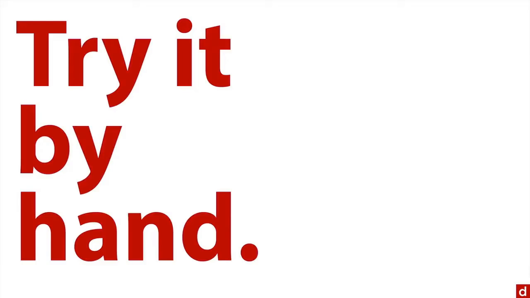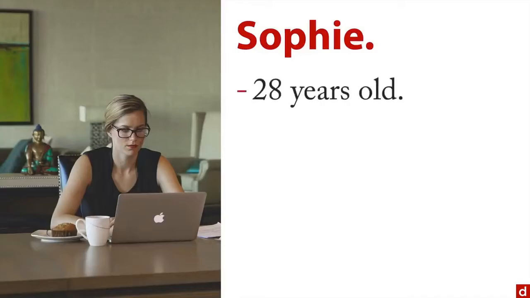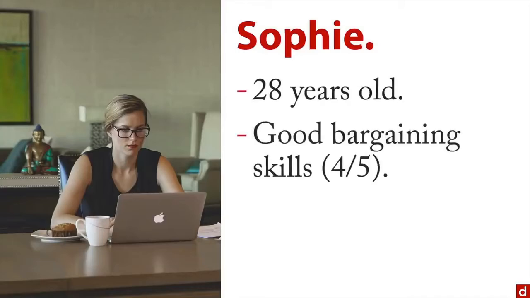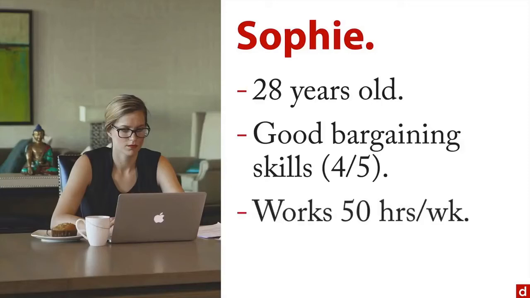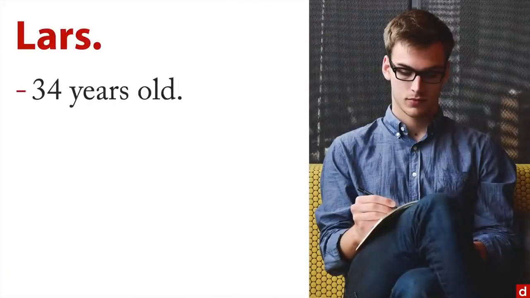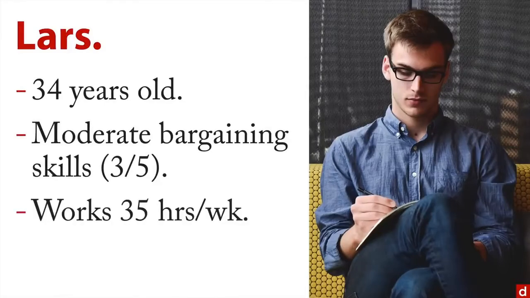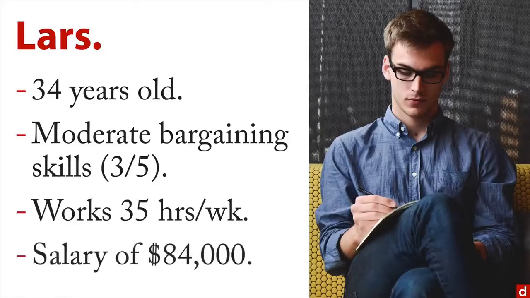And we're going to take 2 fictional people. This will be fictional person number 1. We'll call her Sophie. We'll say that she's 28 years old, and we'll say that she has good bargaining skills, a 4 on a scale of 5, and that she works 50 hours a week, and that her salary is $118,000. Our second fictional person, we'll call him Lars, and we'll say that he's 34 years old, and he has moderate bargaining skills, 3 out of 5, works 35 hours per week, and has a salary of $84,000.